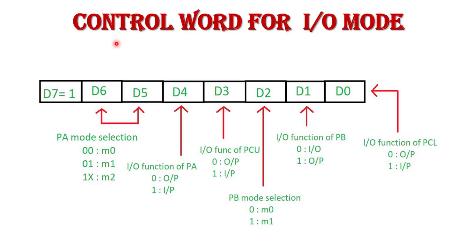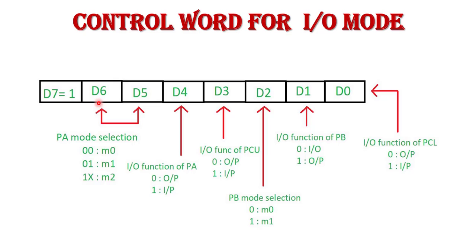Next, this is the control word of input output mode. In case of input output mode, all the ports work as an input port or work as an output port, or in which mode they are working is defined by the control word. So the most significant bit of the control word, that is D7, defines in which mode 8255 is working. Here we study input output mode, so the value of D7 is set to 1.